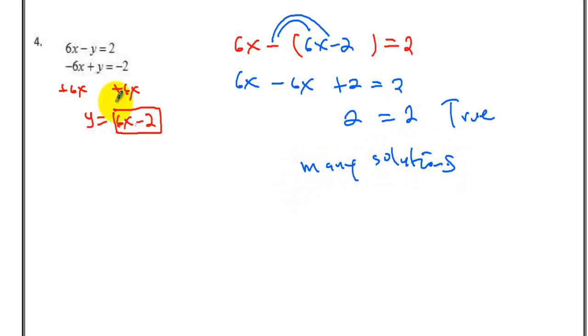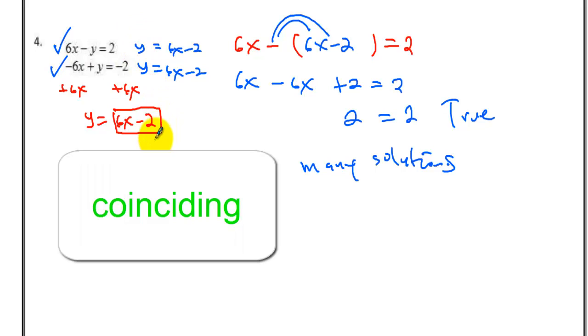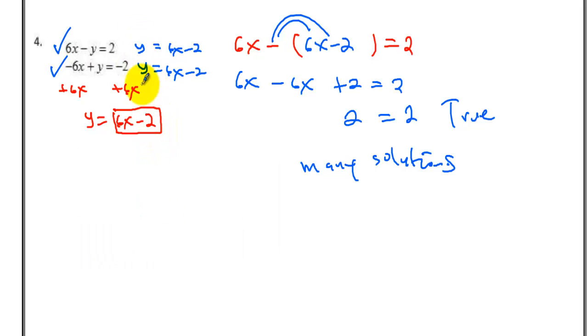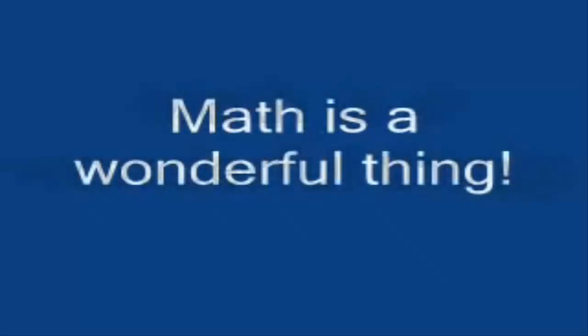It turns out that the first equation is actually the same as our second equation. If you write this in slope-intercept form, you are going to get y equals 6x minus 2. Similarly, in our second equation, when we write this in slope-intercept form, you are going to get y equals 6x minus 2 also. So actually, we will have here two coinciding lines when you graph these two equations. Therefore, we will have here many solutions.